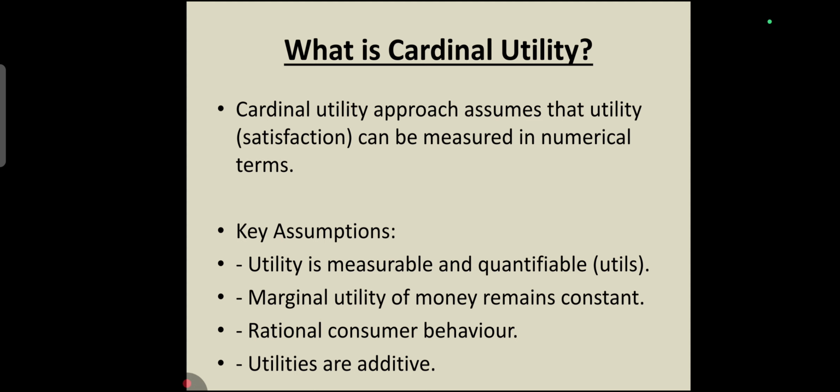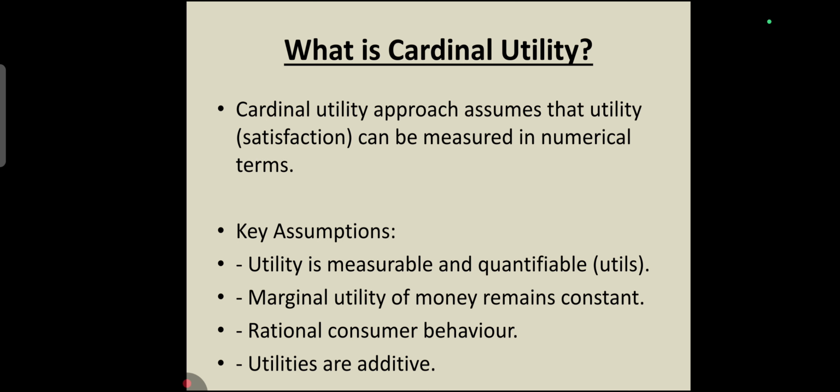Now, what is cardinal utility? Cardinal utility approach assumes that utility or satisfaction can be measured in numerical terms. Simple words we need to understand. Whenever we are talking about cardinal utility, we are simply focusing upon the fact that our satisfaction can be expressed in numeric terms, or we can say our satisfaction can be quantified in numbers. That means you are easily able to tell whether you've consumed 1 unit, 2 units, 5 units, 10 units, and so on.